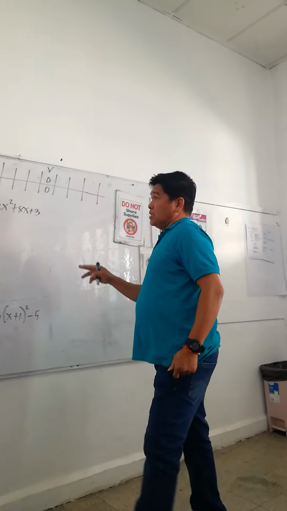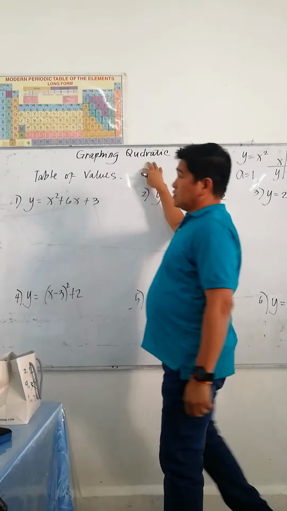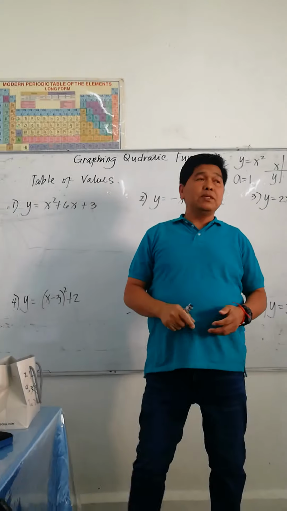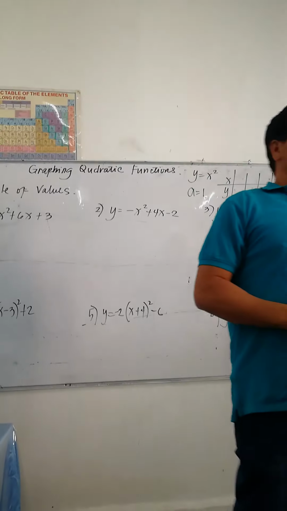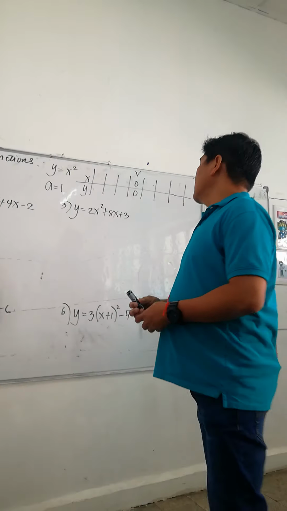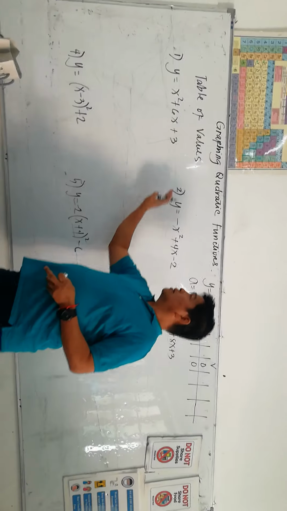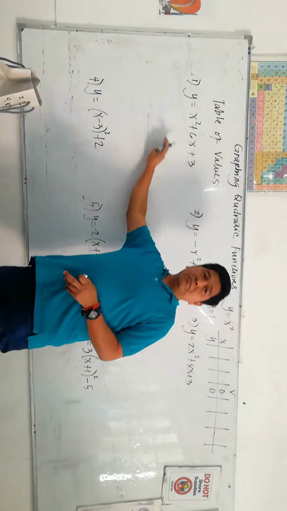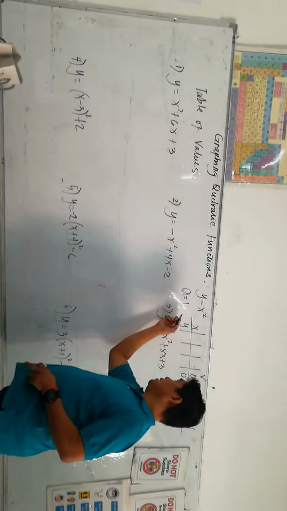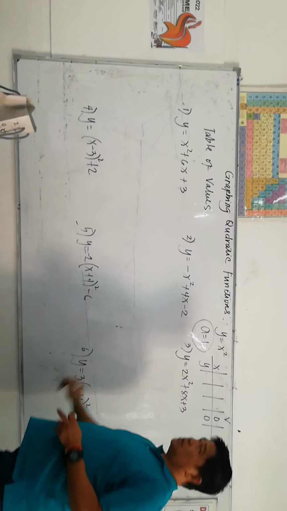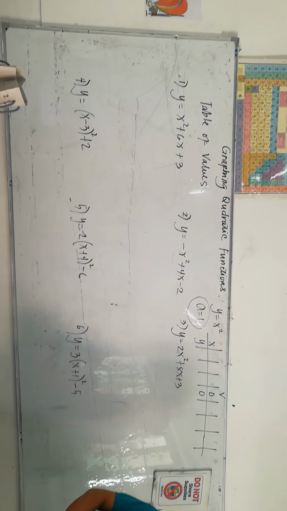Our topic is graphing quadratic functions. Now, the problem here is how to make a table of values. We will all relate this table of values to the value of A. So it is all related to the value of A.